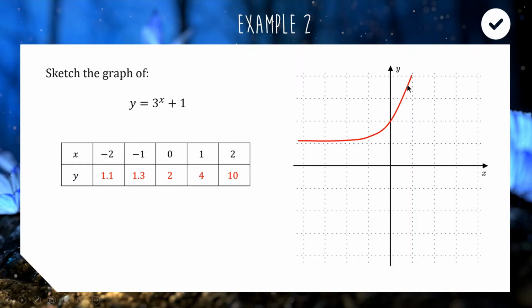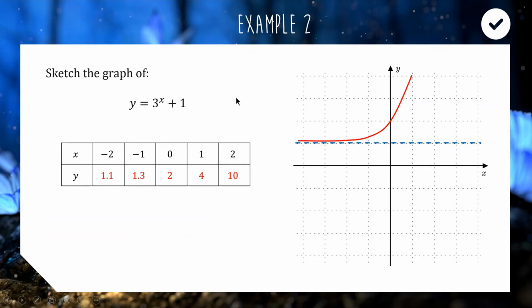I've got 0, 2, 1, 4, and then on the left-hand side, the numbers are getting really small. Last time they were approaching 0, this time they're approaching 1. Because we've got this plus 1 here, it's taken our exponential shape of y equals 3 to the x, and it's shifted the whole thing up by 1 unit. So we've got the same shape, but just shifted 1 up, and it's a little bit steeper because it's a 3 to the power rather than 2 to the power.